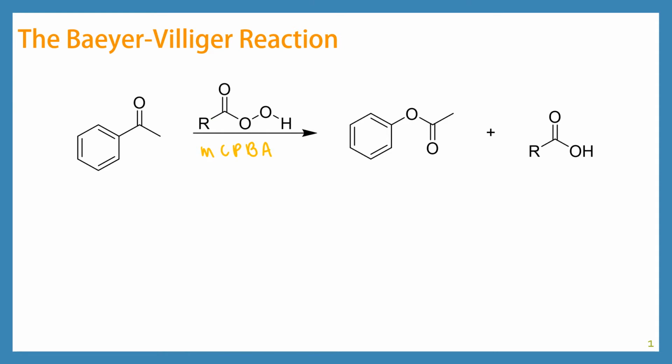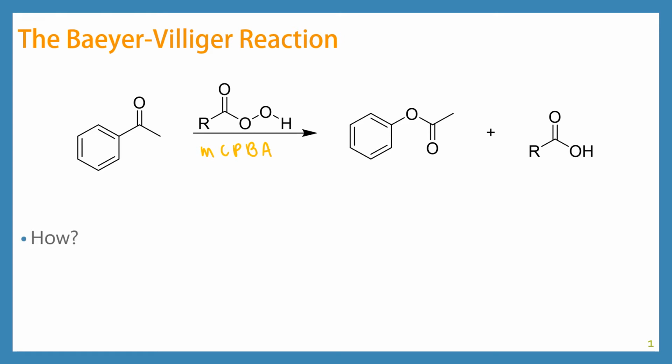So you react an aldehyde or a ketone with a peroxycarboxylic acid, and you end up inserting an oxygen between the carbonyl carbon and one of the alkyl groups, or in between the carbonyl carbon and a hydrogen in the case of an aldehyde. And this will result in the formation of an ester from a ketone or a carboxylic acid from an aldehyde.